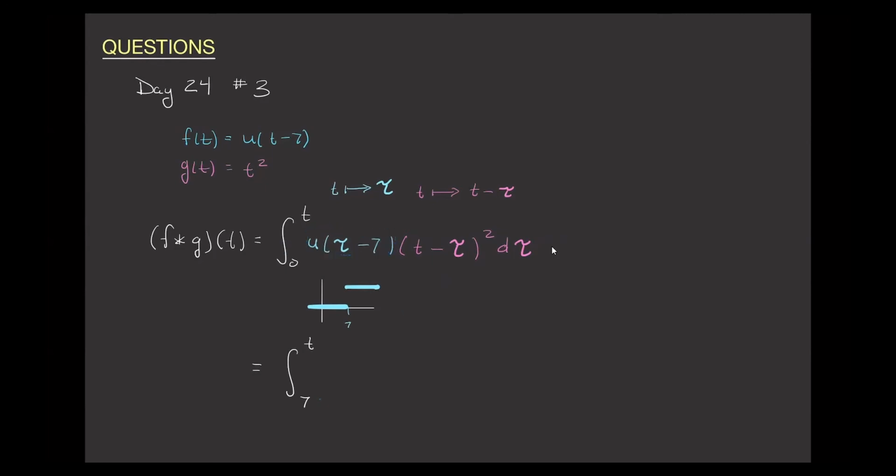So that meant we could change this lower limit of integration. And then from there, it's just going to be 1 times this. So once we hit 7, after that we're just multiplying by 1 here. So what we get in the end, in that case, is t minus tau, that gets squared, and then we have d tau. And I should say the 7 came from the Heaviside function.